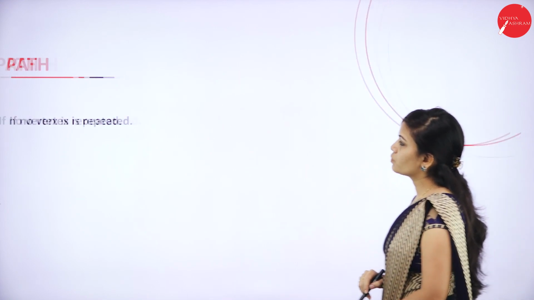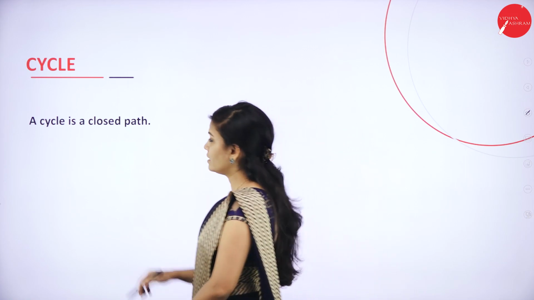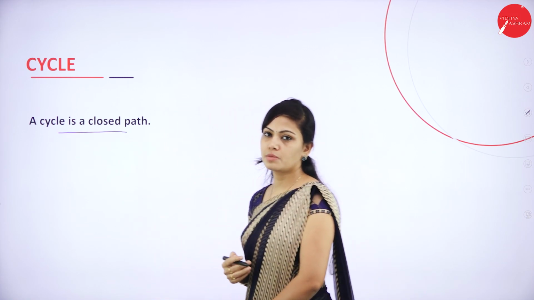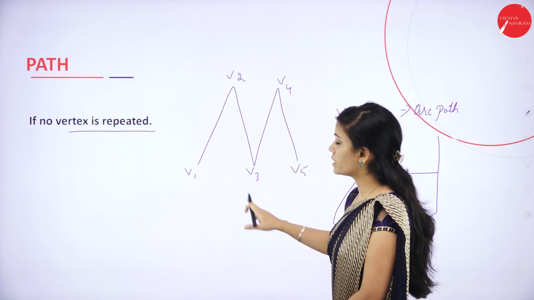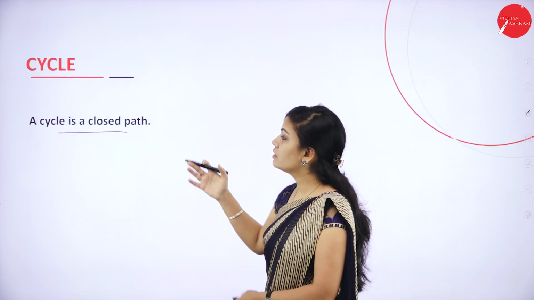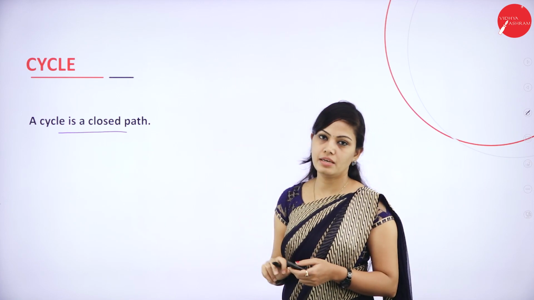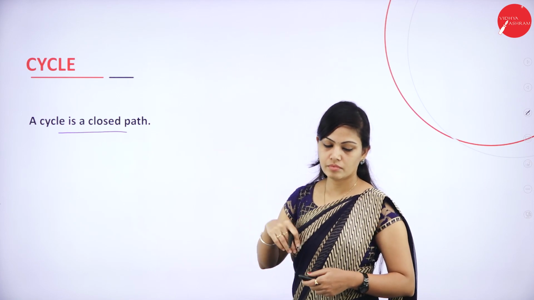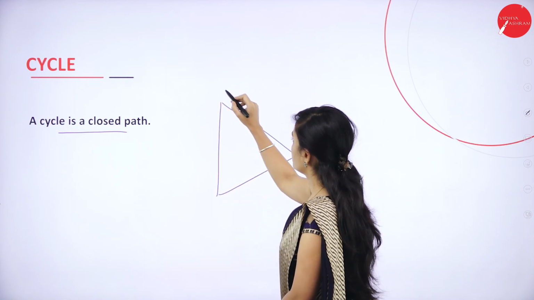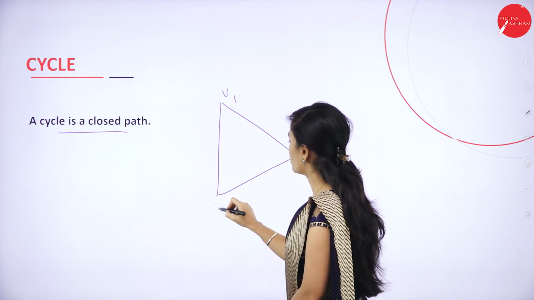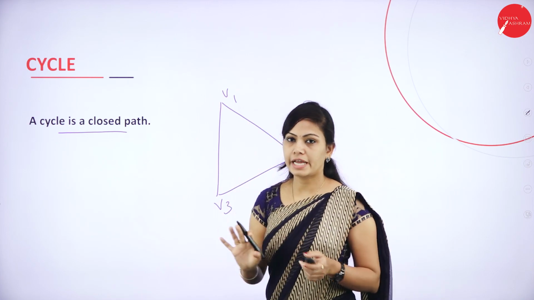Clear? So next one we have cycle. So what is this cycle? It's not a normal cycle. Cycle is a closed path. In a path no vertex is repeated, but in a cycle the vertex is repeated and it is a closed path, called a cycle. That's it. Example for cycle. Here is a closed path. A closed path is called a cycle. Clear? It's a complete graph.